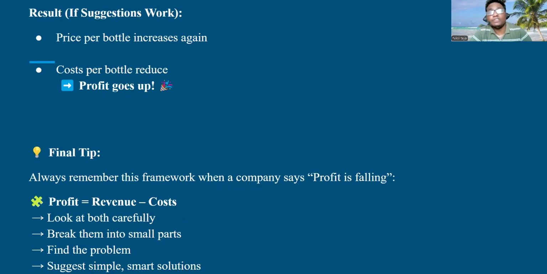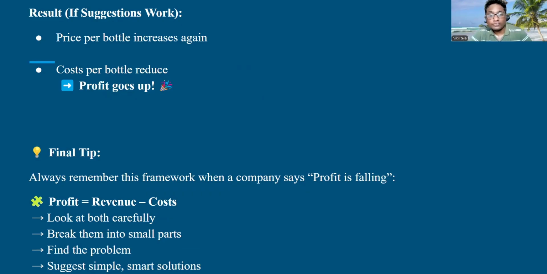So, the result. As I said before, we will be giving suggestions as a management consultant. We will be only giving suggestions. The final decision is the client's only, whether to implement the strategy or the solution. It depends on him. If he implements those suggestions and the suggestions work, price per bottle increases again, so that they will be getting more margin per bottle. Next, cost per bottle reduces, profit goes up. You can understand by reading the lines.